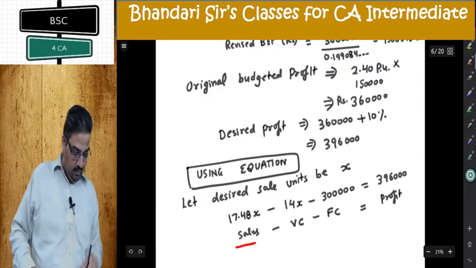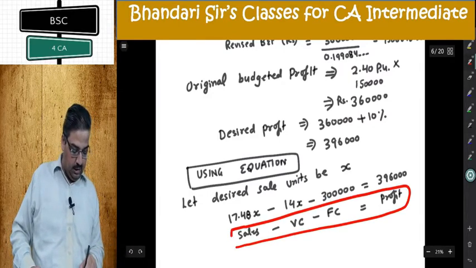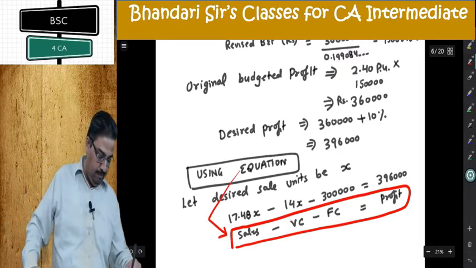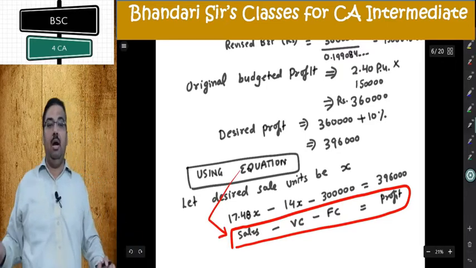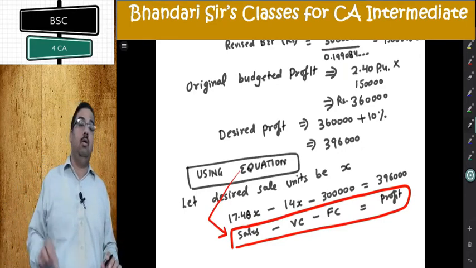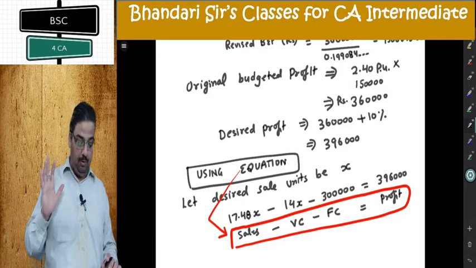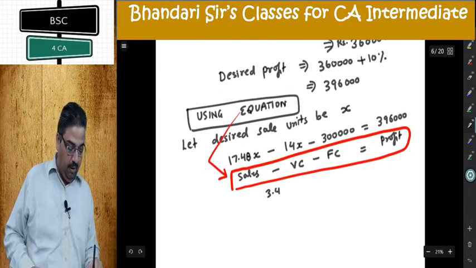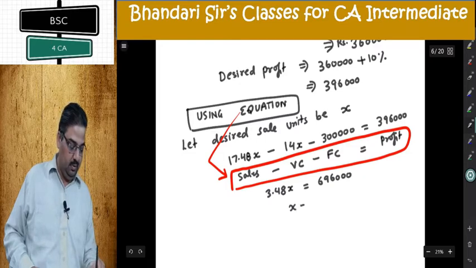Now this is the basic equation that we can use at many places. Sale minus all the cost should be equal to profit. Sale minus variable cost minus fixed cost should be equal to profit. In terms of X we are computing. So what I am getting, 3.48x equals 6,96,000. X equals 2 lakh units.